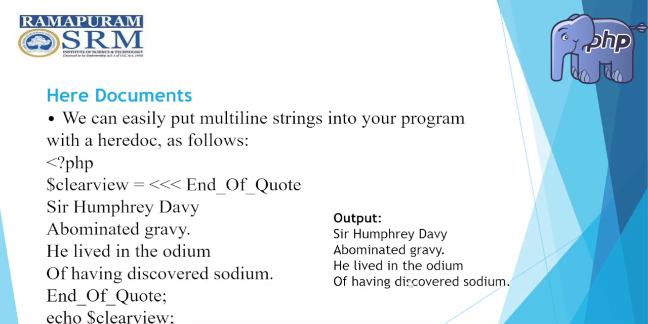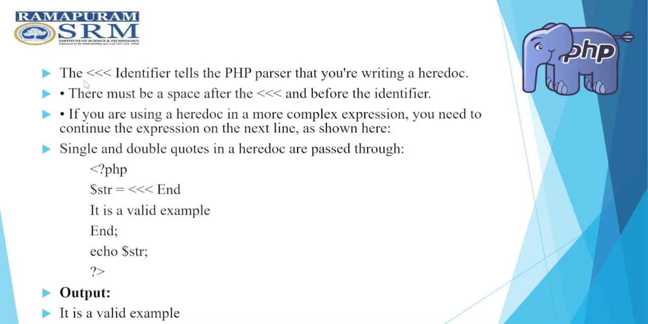So a heredoc is used to define multi-line strings, and the main operator for heredoc is three less than symbols. This should be placed before the identifier, and you should give a space after and before this operator. See this example: $str equal to <<< END, where END is a label. Inside that you can give multiple lines of string and you should end with the same label name. So this is the heredoc.